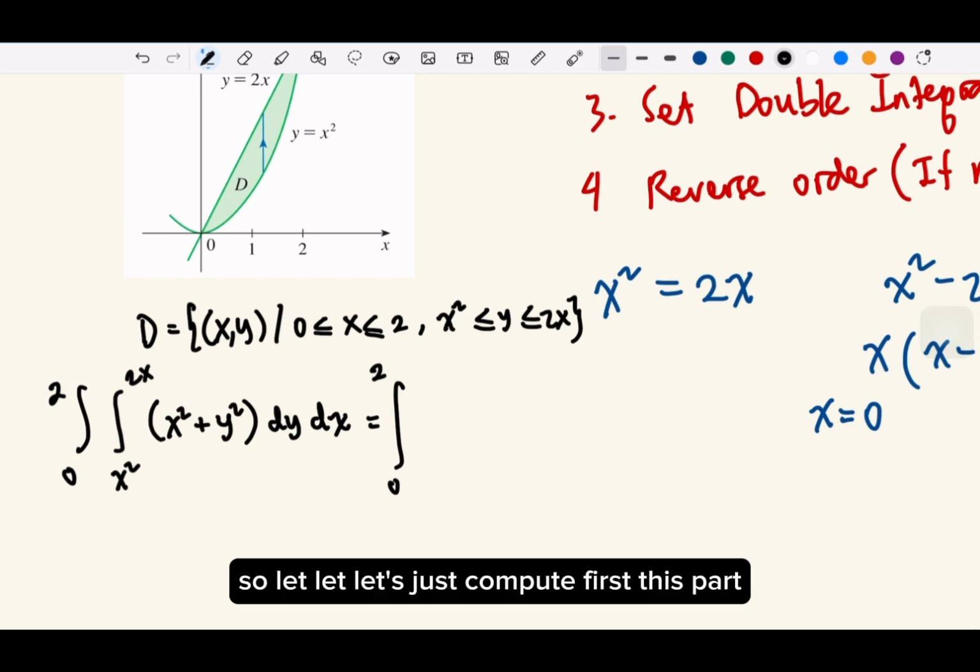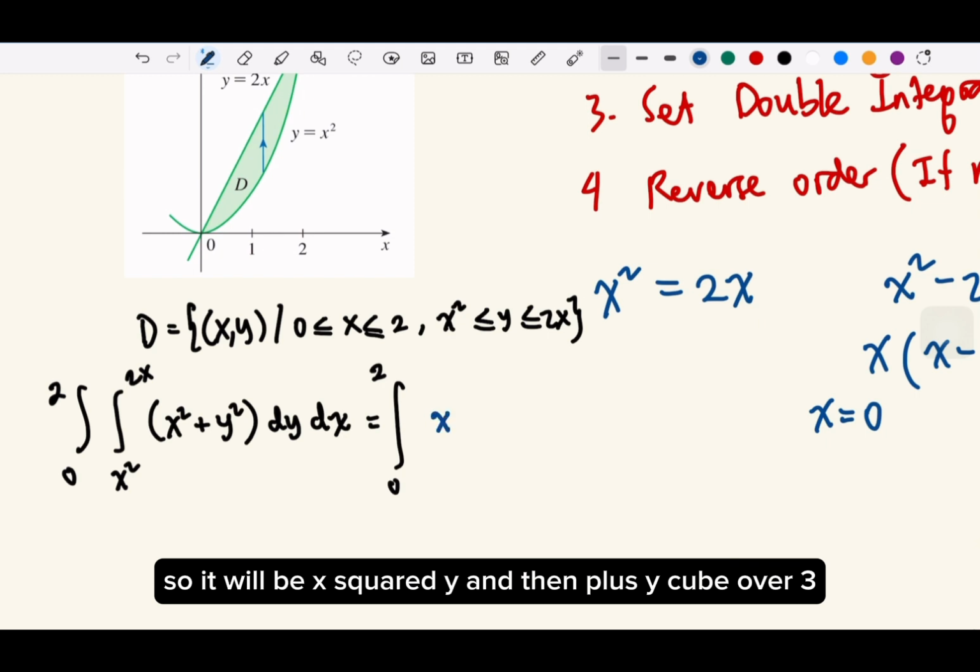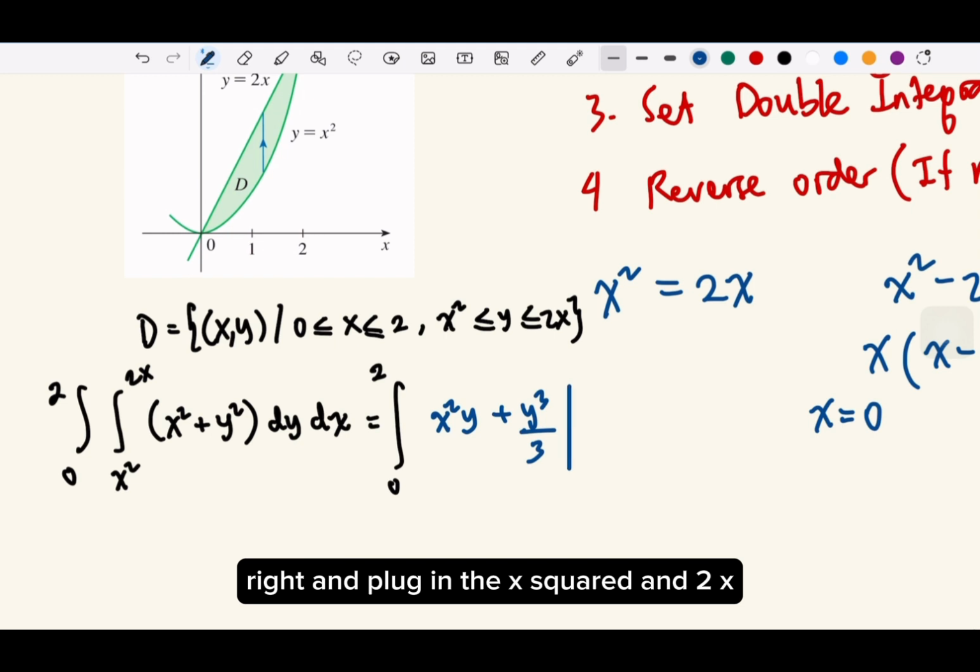So let's just compute this part first. We are going to compute with respect to y. So it will be x squared y plus y cubed over 3, right? And plug in the x squared and 2x.